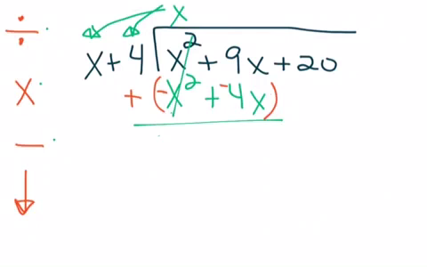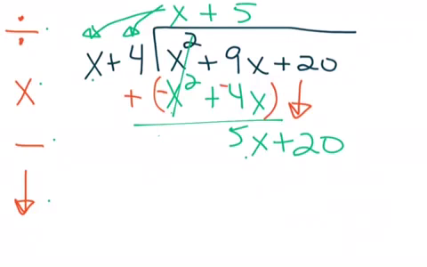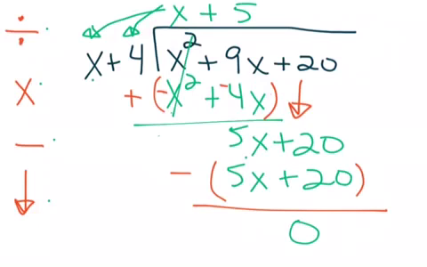X squared minus x squared is 0. 9x minus 4x gives me 5x. And next I'm going to bring down that plus 20. And now I'm going to start the cycle over again. 5x divided by x gives me positive 5. And then I'm going to multiply. 5 times x gives me 5x. 5 times 4 gives me 20. Now I subtract, and I get 0 as a remainder. So my final quotient is going to be x plus 5.